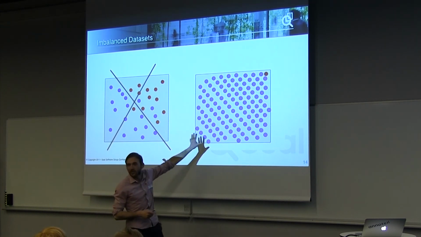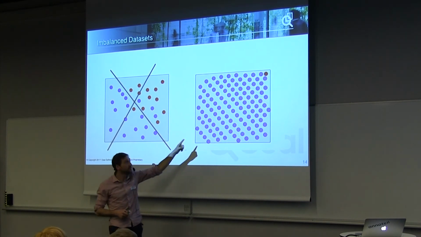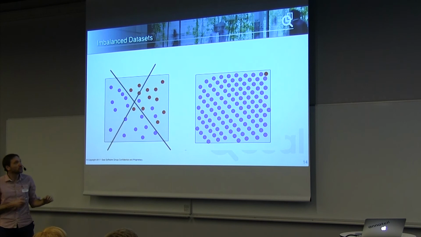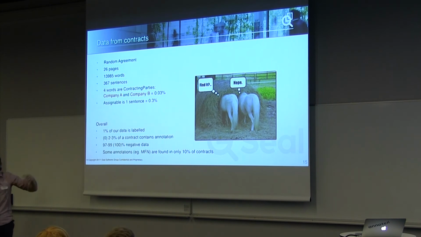You have a lot of negative cases, a lot. And even that is not representative of our situation, when you actually have a very tiny positive part. Let me give you an example. I just took a random agreement from ours: 26 pages, 14,000 words, 370 sentences. Of those, only 4 words are the contracting parties, company A, company B. Less than 0% is positive data. Everything else is just negative. We have the assignable clause, which I previously showed you. It's only 1 sentence. Again, less than 0%.